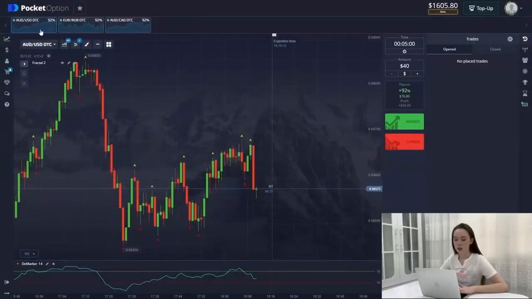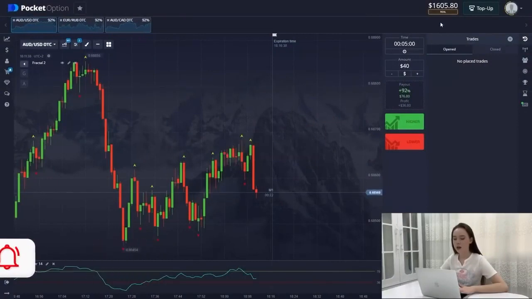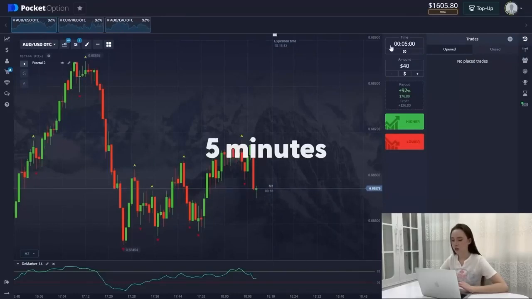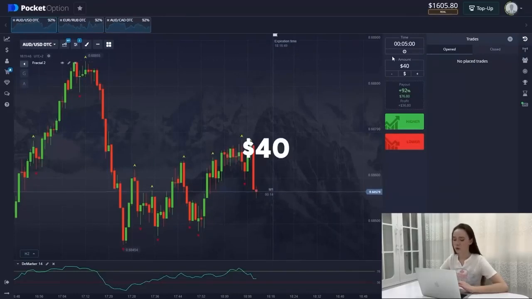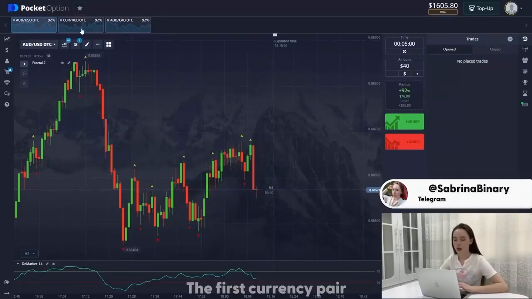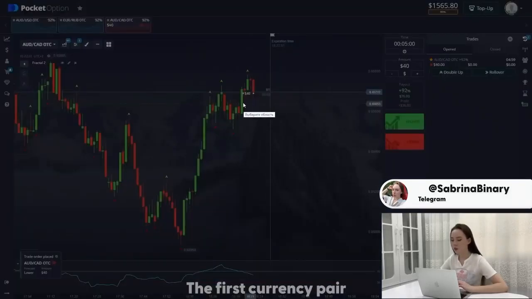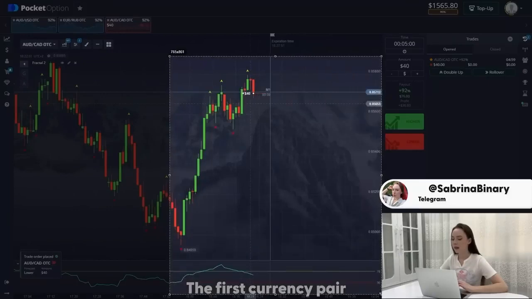Our start balance for today is $1,605.80. Our first trade will take 5 minutes and we will open trades for $40, I think. So let us move on to the first currency pair. This currency pair is absolutely suitable for us, and we immediately open a deal on a decline.